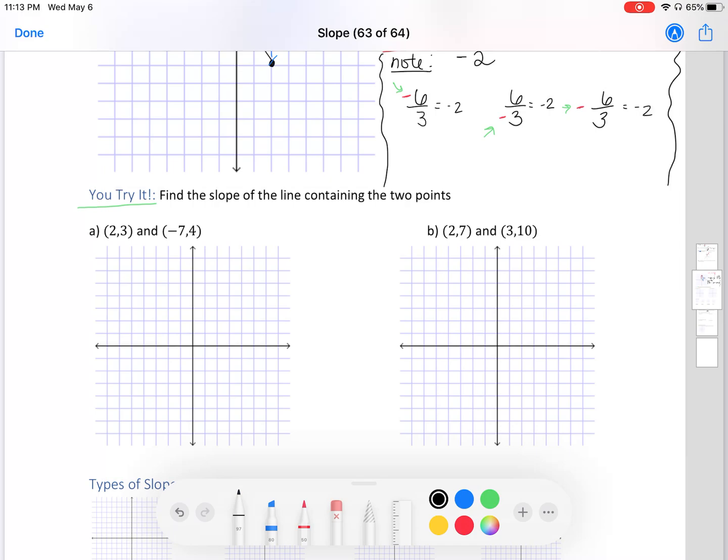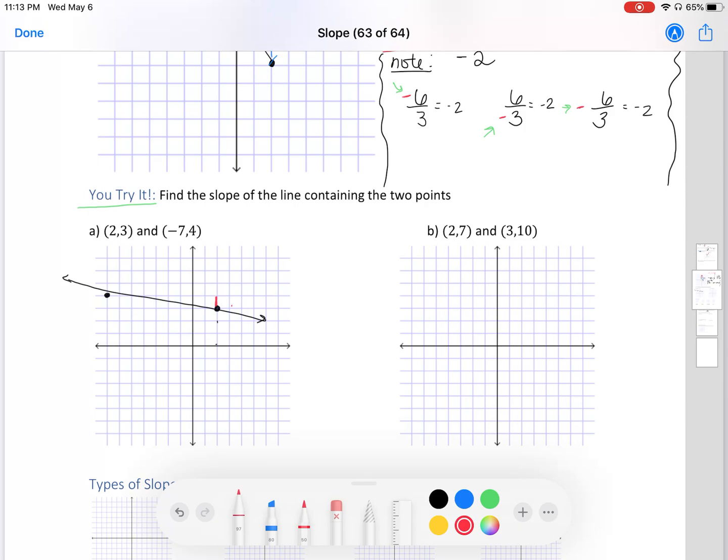So let's plot our point. 2 up 3 and negative 7 up 4. All right, let's draw a line across it. That one's not very steep, right? Let's count our rise and our run. So from one point to the next, I just go up 1.